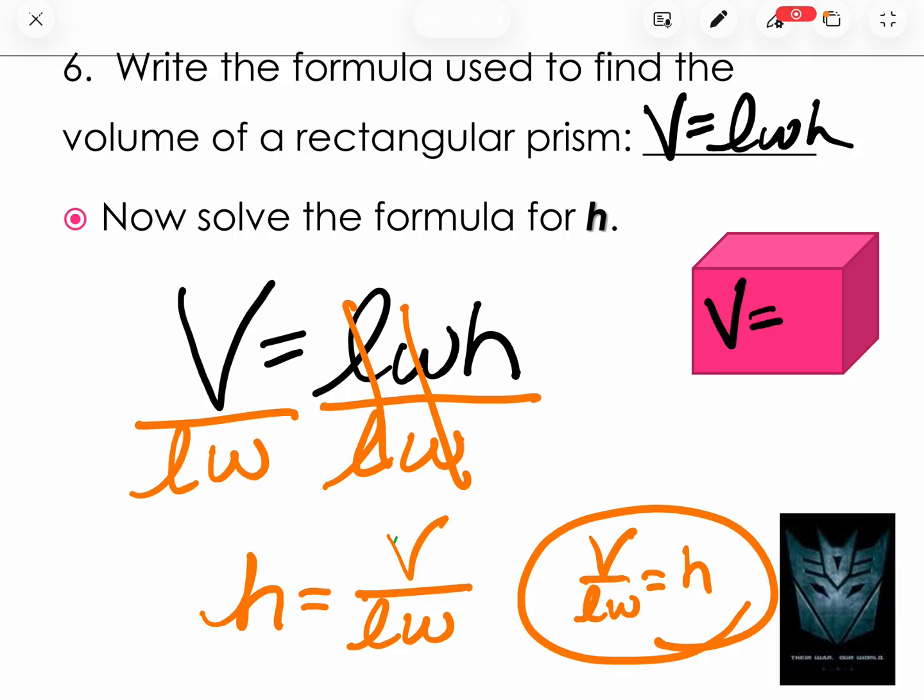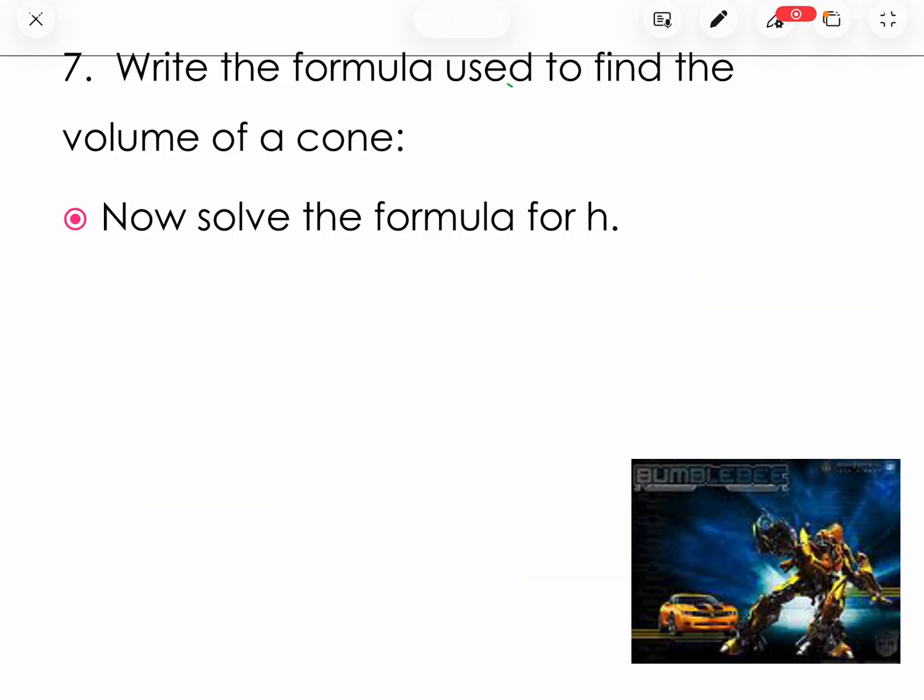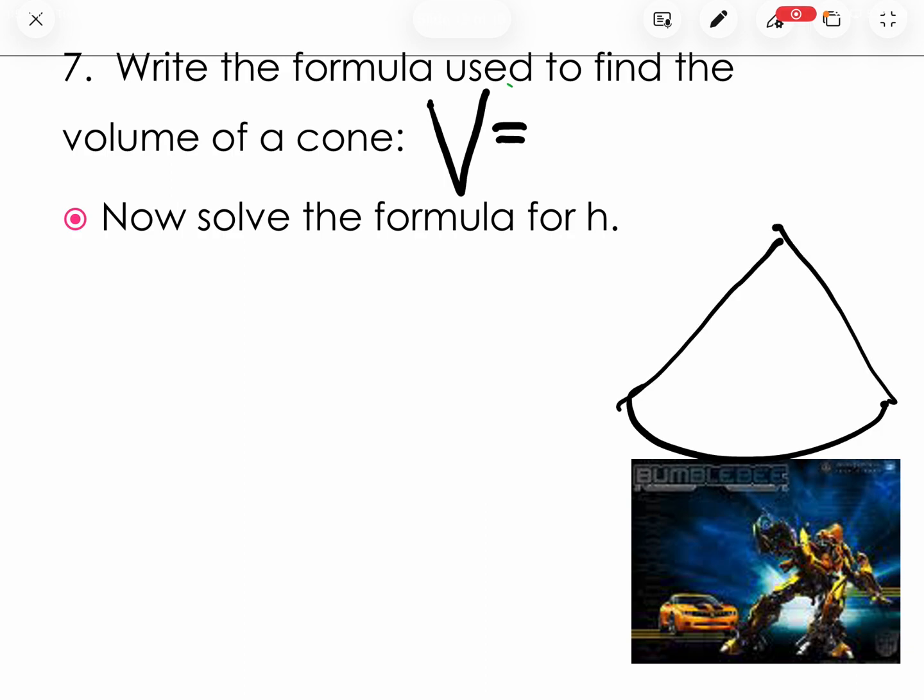Yay? A new formula I'm going to teach you this year you've not worked with before. I will work with it this year. Don't you worry. I don't want you to be stressed. V equals, because we're doing volume, how much will this cone that I'm drawing right here hold?